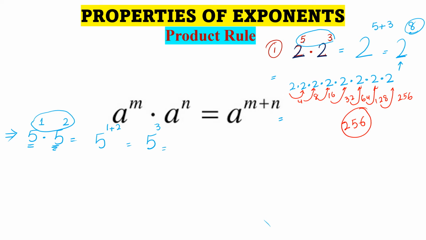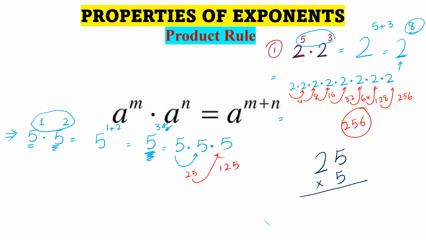Now what does it mean? It means write this base 5 how many times? 3 times. So 5 times 5 times 5. Multiply. 5 times 5, 25, and 25 times 5, it will be 125. Now let me show you how to multiply 25 by 5 so that it would refresh your mind.